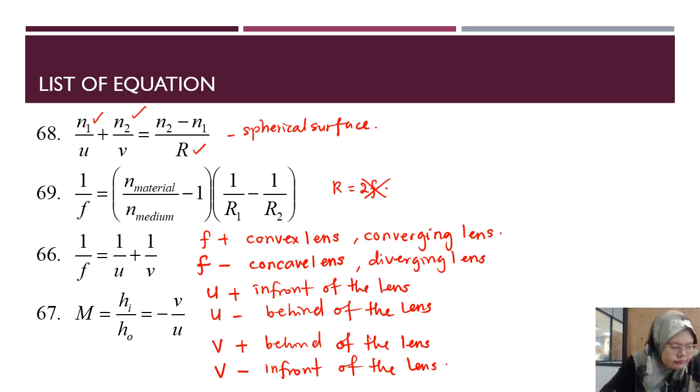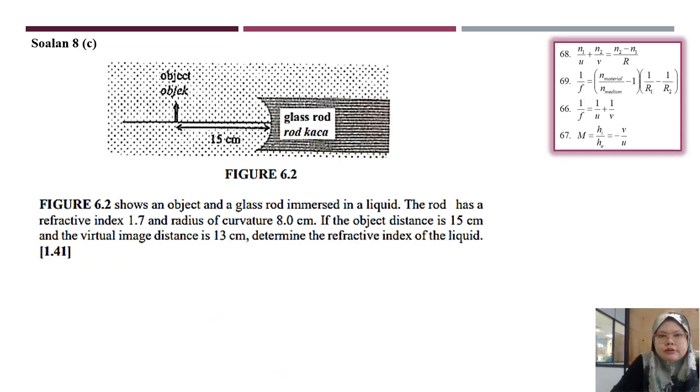Alright, and then sama juga untuk magnification. Magnification sama macam mirror tadi. HI positive is for virtual image, HI negative is for inverted image, maksudnya dia terbalik. And then magnification positive is for virtual image. Magnification negative is for inverted image. So nanti you refer balik pada mirror lah.